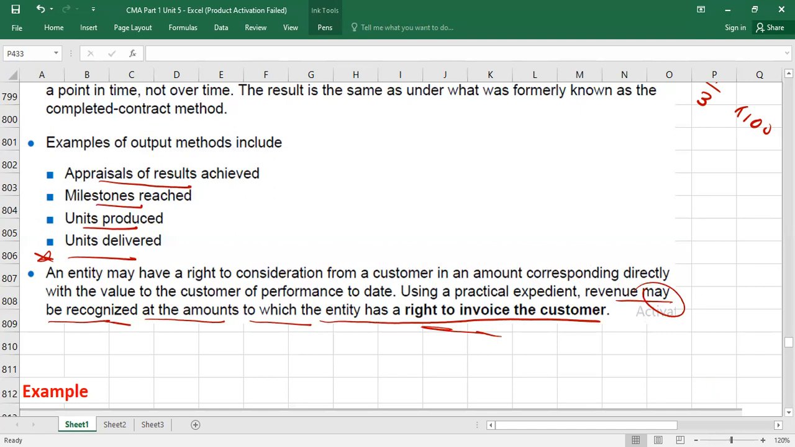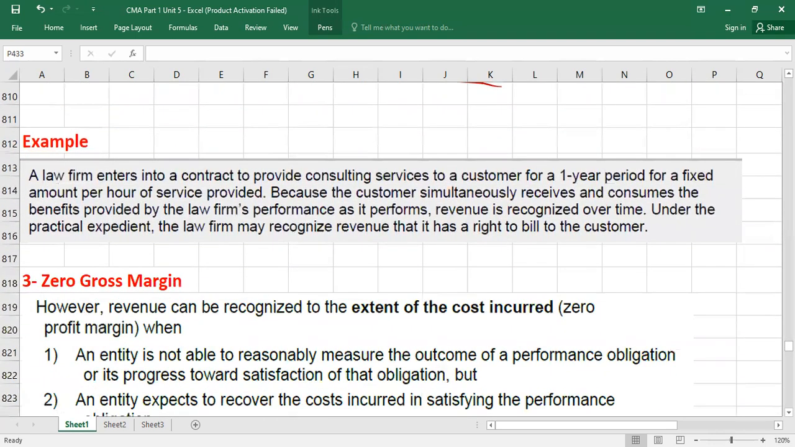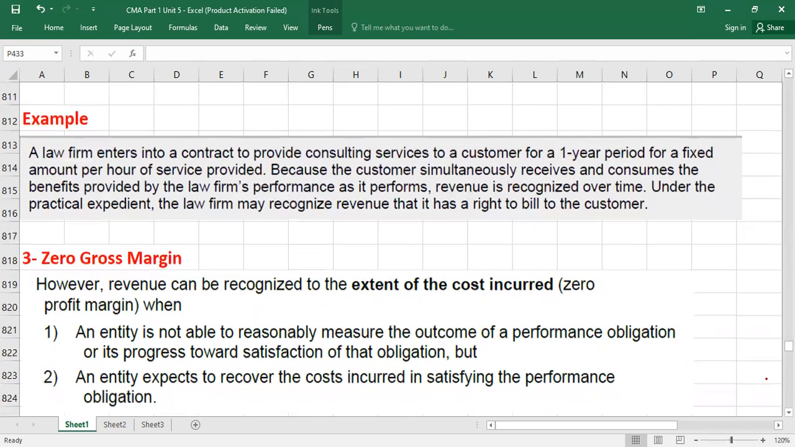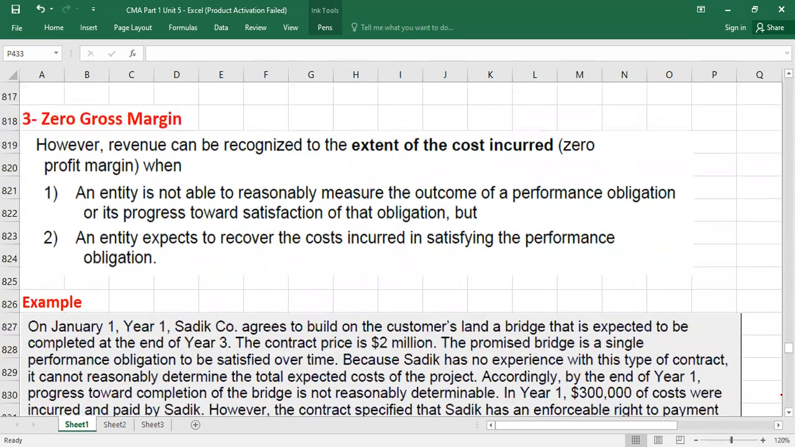Okay. And now guys, this is a small example, you can just go through it. Now here I'm going to talk about which method? Zero gross margin method. Third method, zero gross margin. And I need your concentration, please. Zero gross margin. Please remember here, first of all, this method is not recommended. It is recommended only when 2 conditions are met.